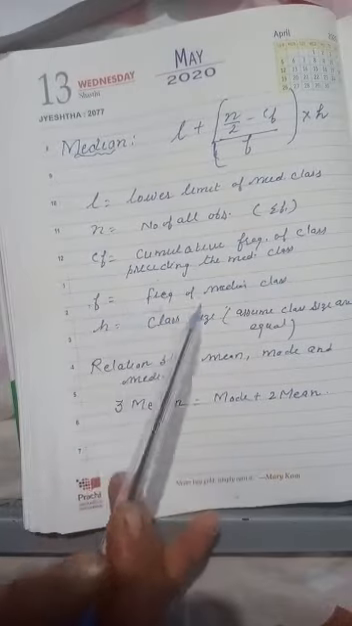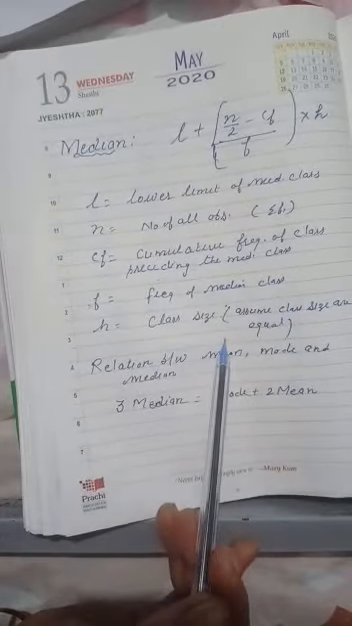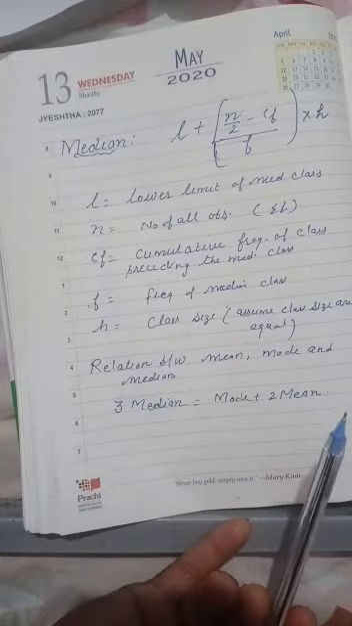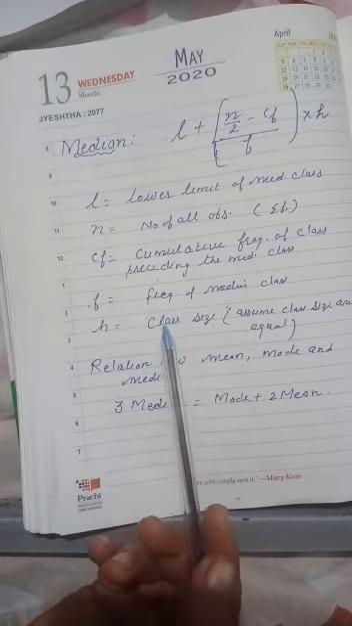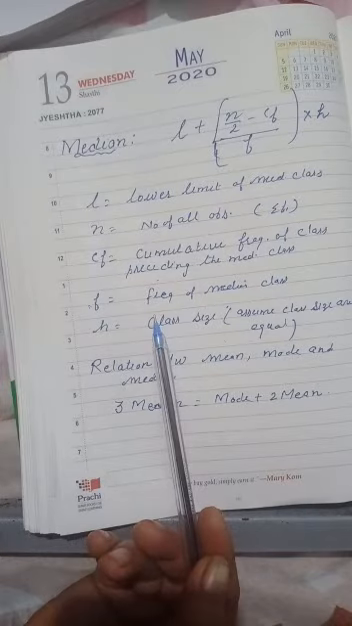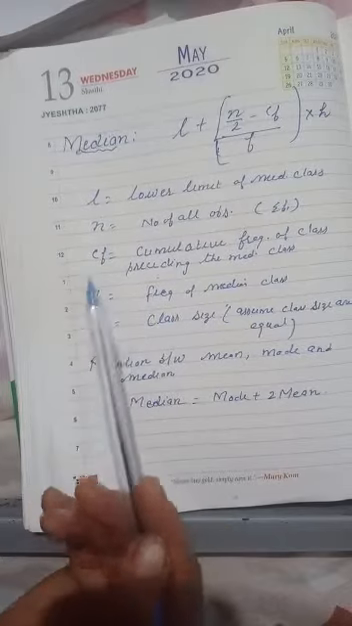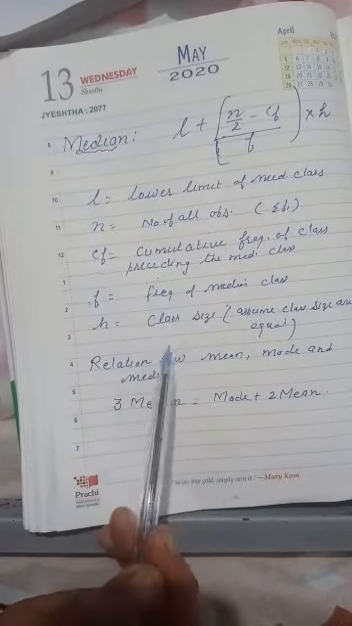F is the frequency of the median class. H is the class size. Class size, you know very well, is the difference of upper and lower limit. And we generally see whenever the statements are given to you, your class sizes are almost constant. There are rarely differences, but these types of questions are not in your standard. So this formula is used when the class size is also the same, constant.